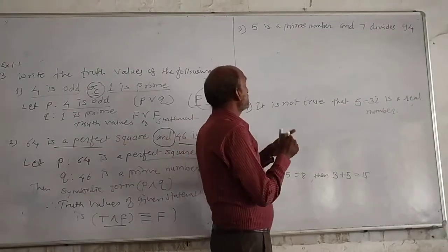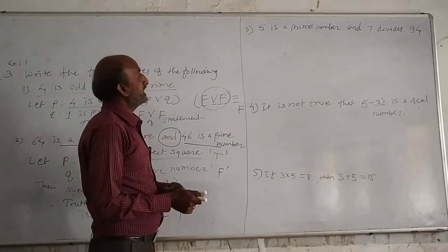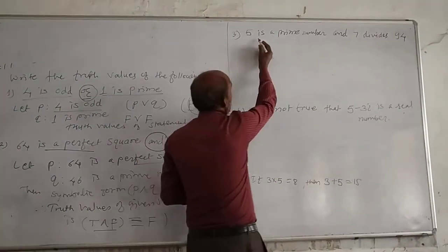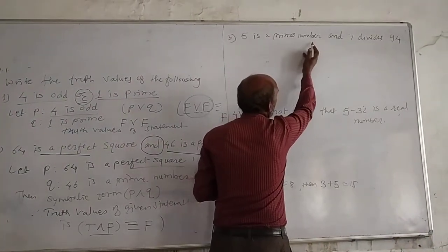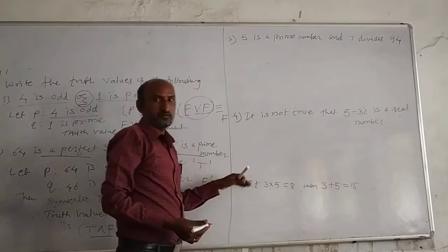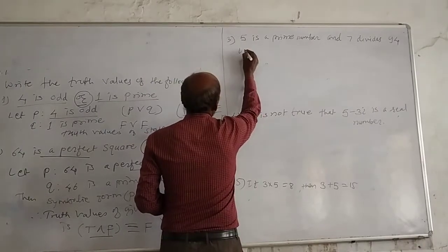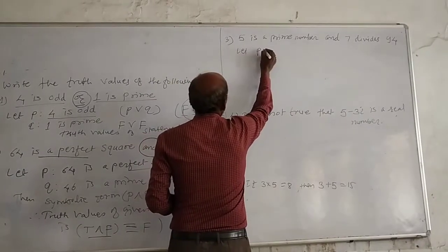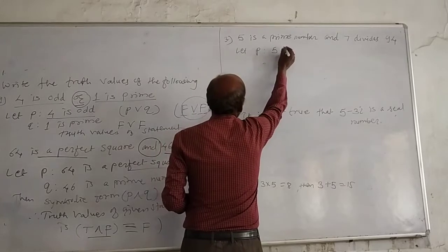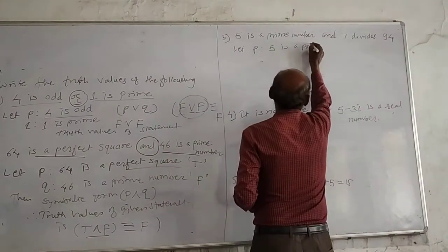Take one more example, example number 3: 5 is a prime number and 7 divides 94. Here again the same procedure applies. Let P be: 5 is a prime number.